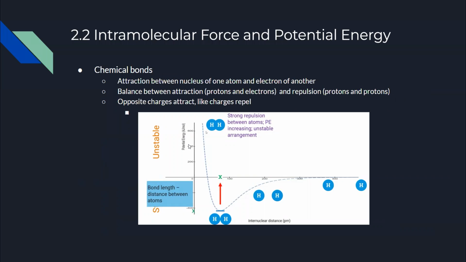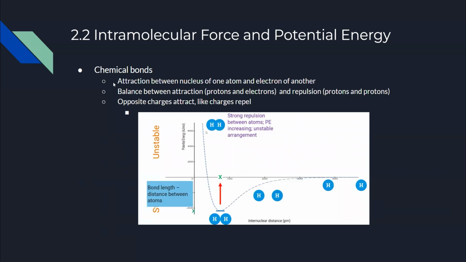2.2, intermolecular force and potential energy. Chemical bonds: the attraction between the nucleus of one atom and the electron of another is known as a chemical bond. There's a balance between the attraction of protons and electrons and the repulsion of protons and protons. This can be denoted by opposite charges attract and like charges repel.